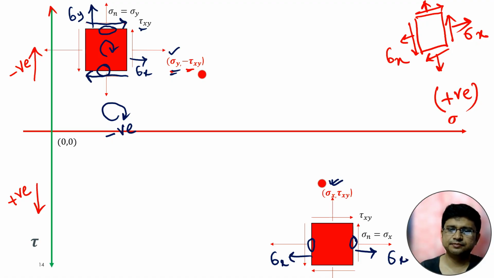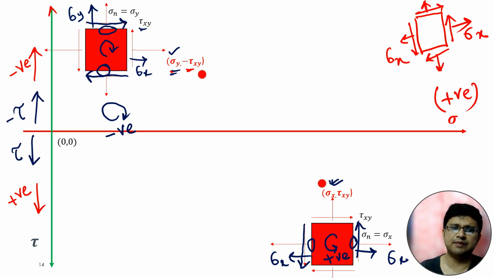And here the shear stress is creating anti-clockwise movement, and we will say anti-clockwise movement is positive. So it will be plus tau xy. And I already mentioned that plus tau will be considered downward, and minus tau we will consider upward. So for this vertical plane, the point will be sigma x, tau xy. For the horizontal plane, it will be sigma y, minus tau xy.